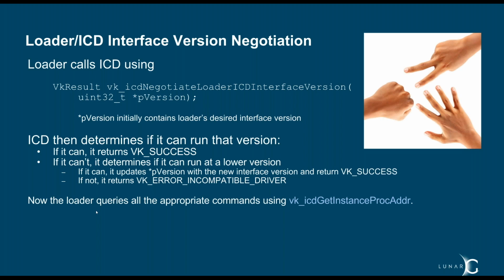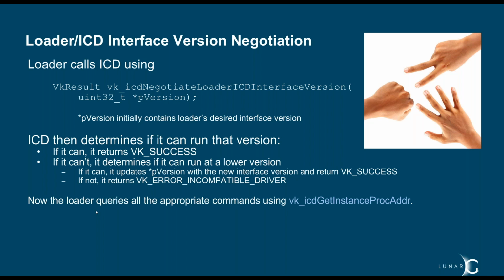What we mean by negotiating an interface is that we have a versioned interface with the drivers. And every now and then something new comes up, we have to update it, so we bump the version. As a result, what happens when the loader loads into the driver is it calls this ICD negotiate loader interface version function. The loader passes an interface version number, which is the version it wants to use. It doesn't have to use that, however.